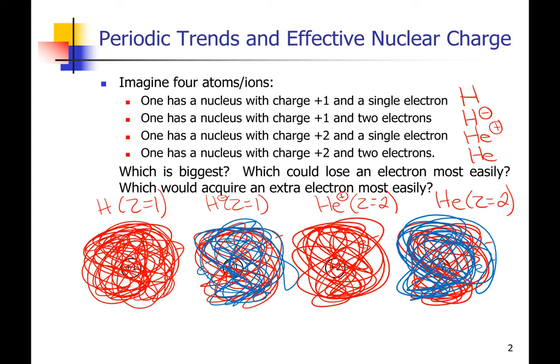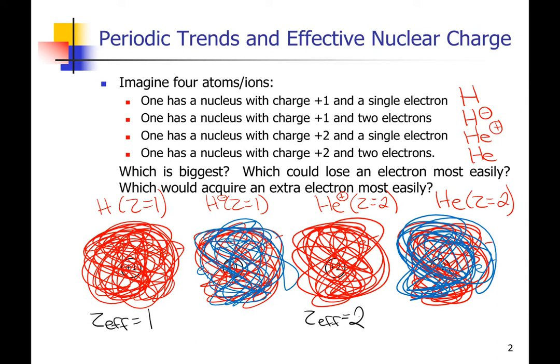Now, in the case of the species which only have 1 electron, that question's pretty easy. There's only 1 electron. It feels the whole positive charge of the nucleus. And so the effective nuclear charge, which is what we call how much positive charge the electron feels coming from the nucleus, is equal to the charge of the nucleus. So the effective nuclear charge on an electron in a hydrogen atom is 1. And the effective nuclear charge on an electron in a helium cation is 2.